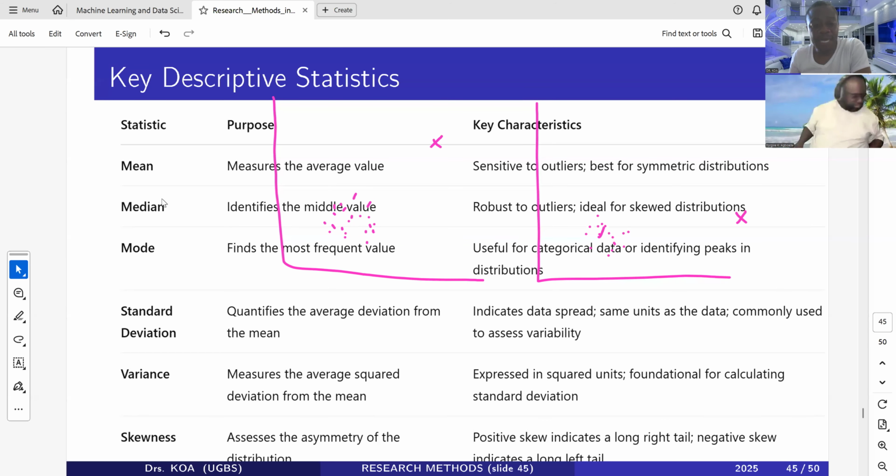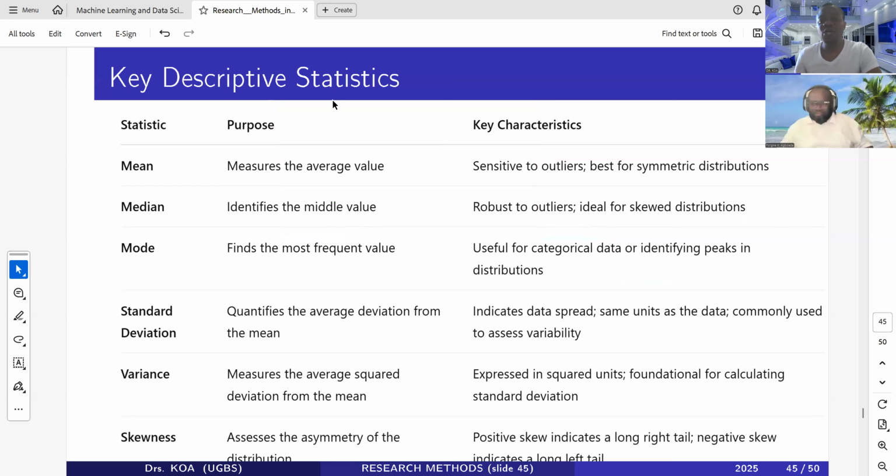So in short, let's see when the mean is good. Take the mean of 2, 8, and 5. That's 15. What is the mean for this? 15 divided by 3 is 5. So the mean is 5.